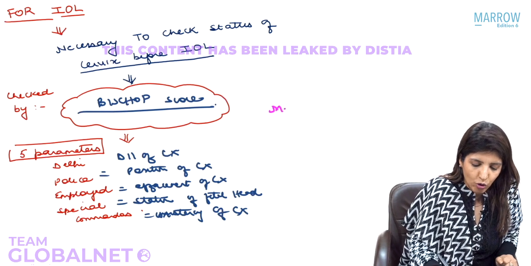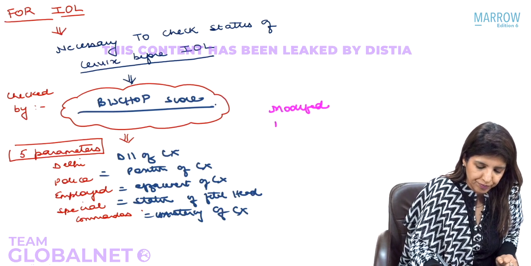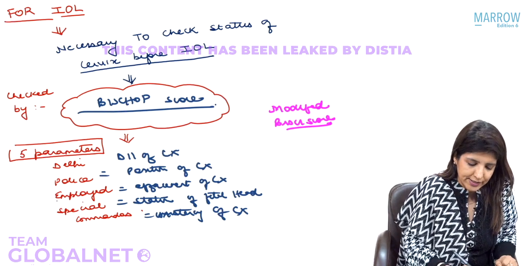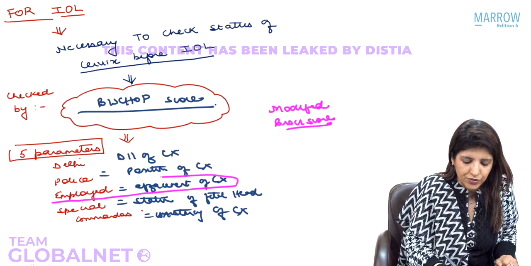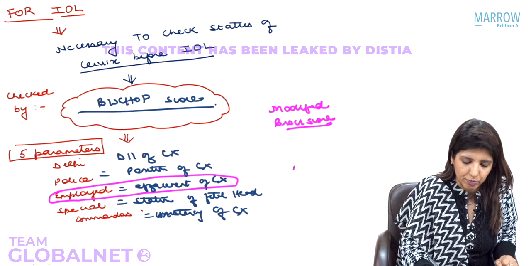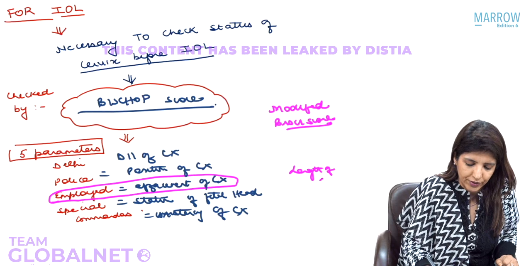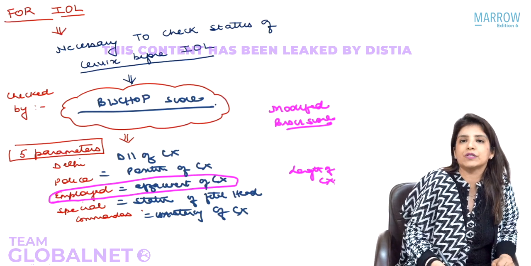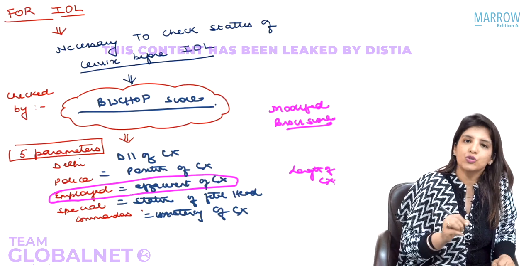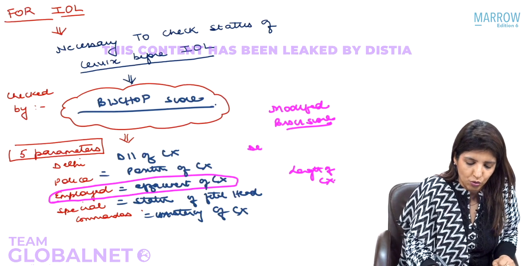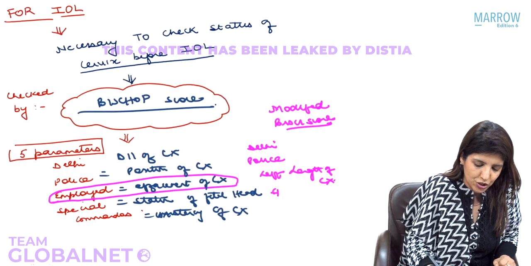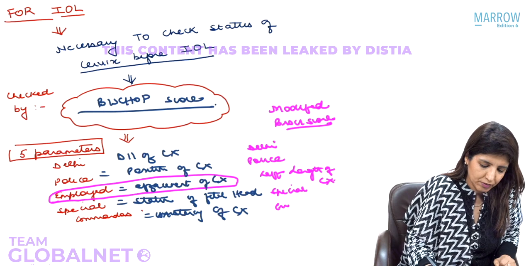Nowadays we have modified Bishop score. In modified Bishop score, there is just one difference, and this is that E, effacement of cervix, has been replaced by length of cervix. So instead of effacement of cervix, we have the length of cervix in modified Bishop score. So the mnemonic for modified Bishop score becomes Delhi Police Left Special Commandos.